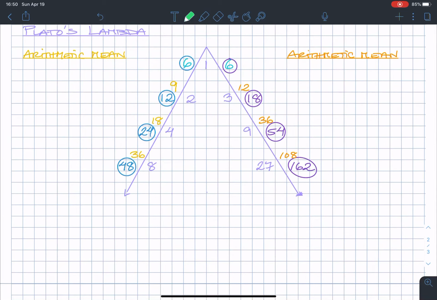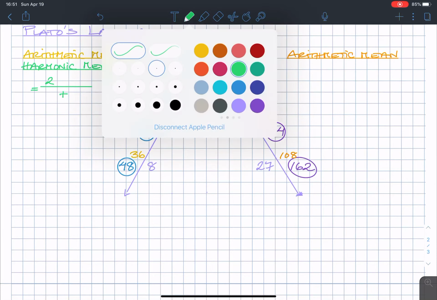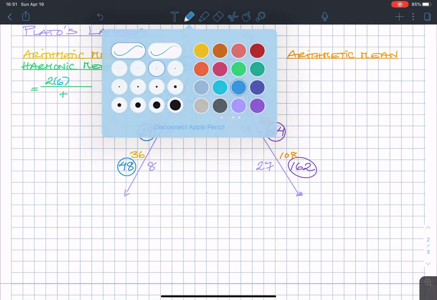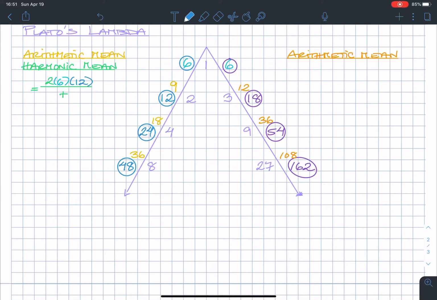Harmonic mean. So the harmonic mean, let's analyze the first 2 numbers. So that would be 2 times the 2 numbers, which in this case are 6 and 12, divided by their sum. So 6 plus 12.